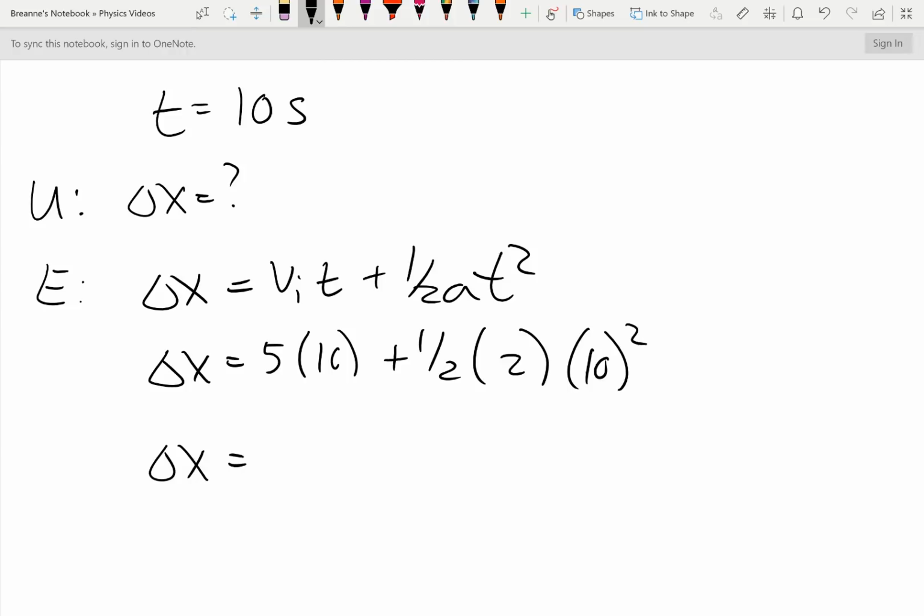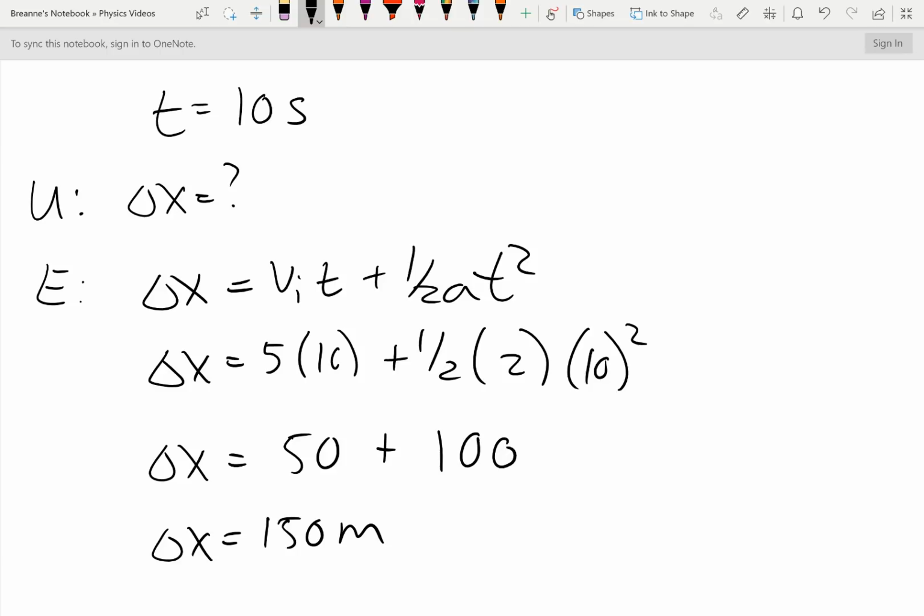You have to do it in little chunks. You have to do 5 times 10 first, and you get 50. And then make sure you square the time. Once you've squared, you can go ahead and multiply by 2 and divide by 2. You realize those cancel out, so you're just left with 100. Then you can just add, and you get your answer.